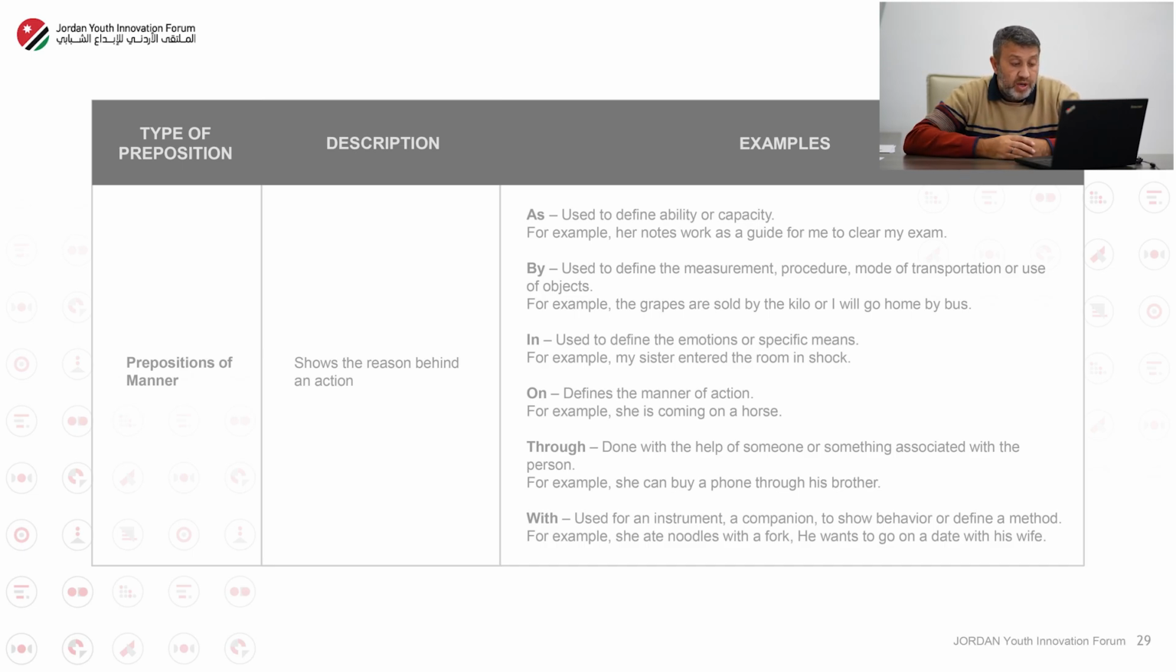Through, done with the help of someone or something. When I say she can buy a phone through her brother, for example, so she can buy it through her brother. Or with, used for an instrument or companion. If I want to talk about something, I'm going with my friend, or with my parent, or with my wife. All of these tell us more about the subject of the sentence. We can use prepositions of manner. You can reread the examples, try to write similar things, and try to use them.